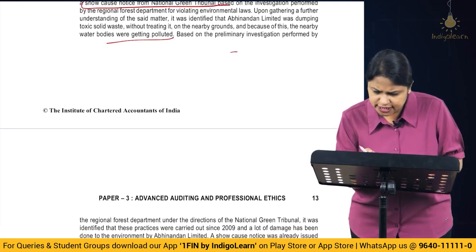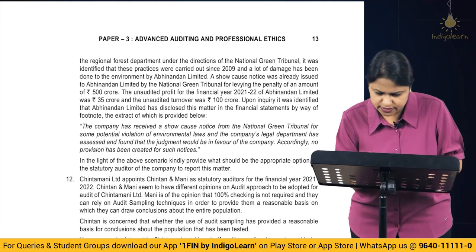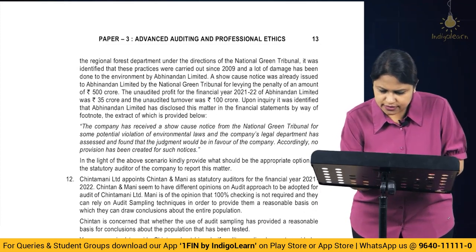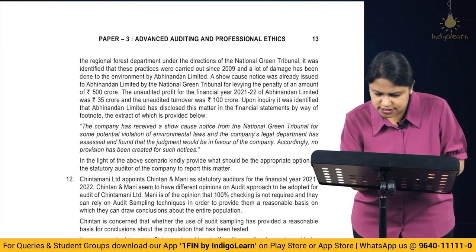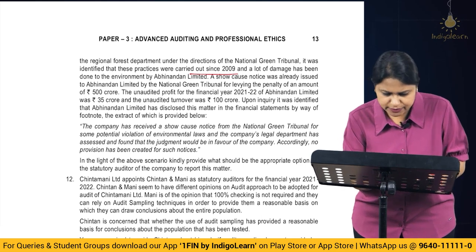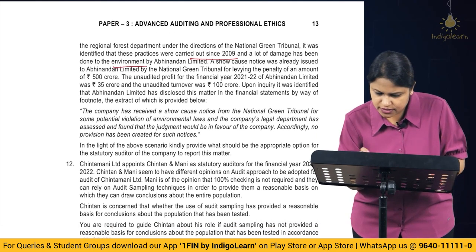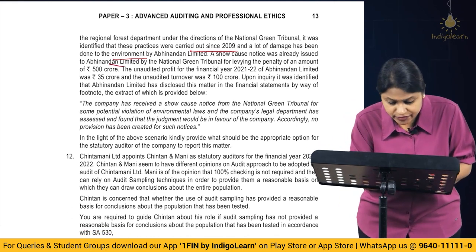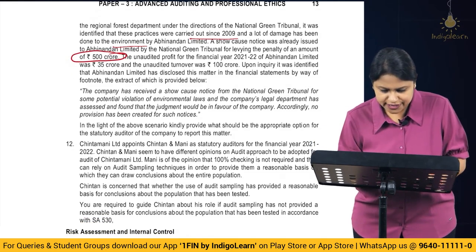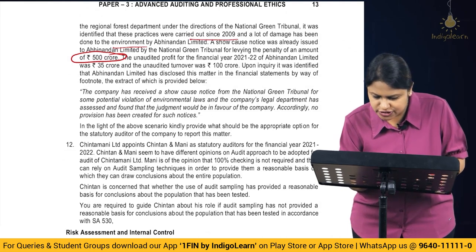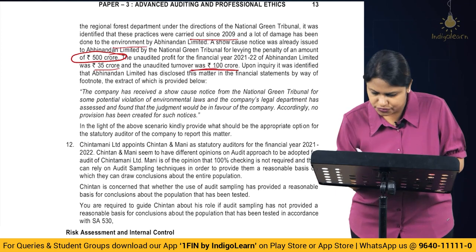Based on the preliminary investigation performed by the Regional Forest Department under the directions of the National Green Tribunal, it was identified that these practices have carried on since 2009, and a lot of damage has happened to the government because of them. A show cause notice was already issued to Abhinandan, levying a penalty of 500 crore. The unaudited profit for the financial year was 35 crore and unaudited turnover was 100 crore.